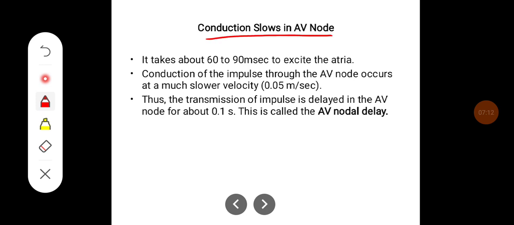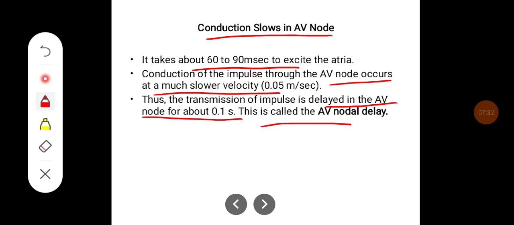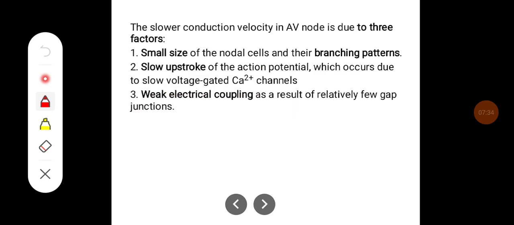Conduction slows in AV node. This takes about 60 to 90 milliseconds to excite the atria. The conduction of impulse through AV node occurs at much slower velocity, that is 0.05 meters per second. Thus, the transmission of impulse is delayed in AV node for about 0.1 second.